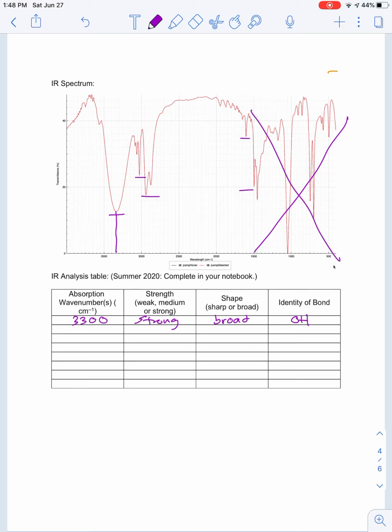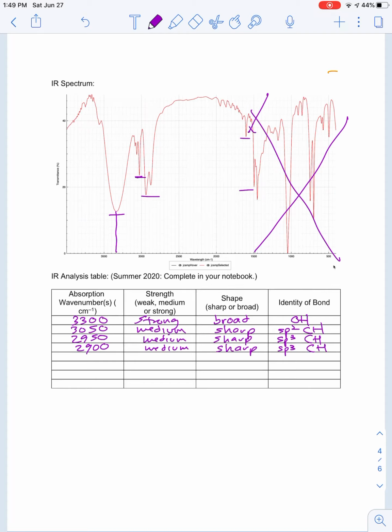We've got something at about 3050. That's this one. It's medium, sharp. And this is in the range of an sp2 hybridized CH. The other two are about 2950 and 2900-ish, both medium, both sharp or sharp-ish. And these are going to be sp3 CH.